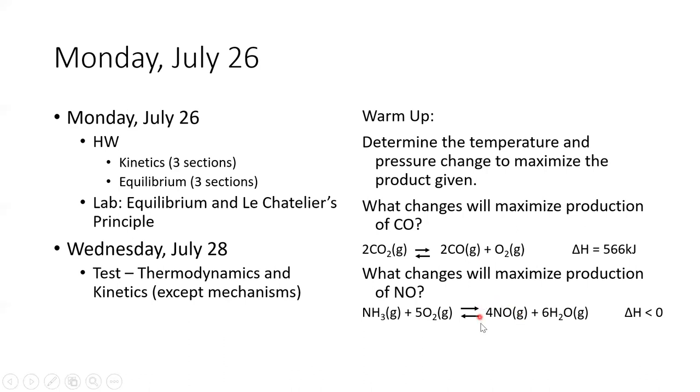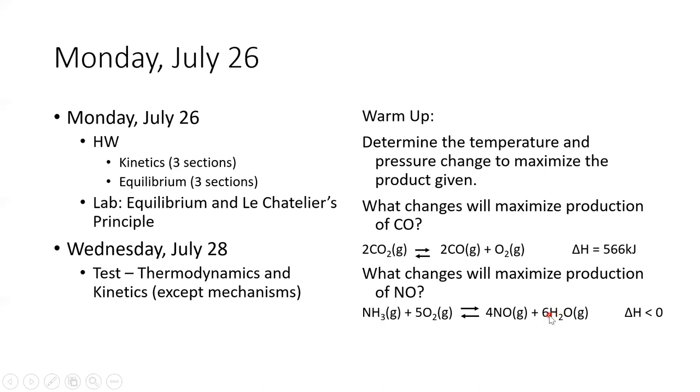Okay. So now let's talk about what pressure would affect the nitrogen monoxide. If we want to increase the nitrogen monoxide, we need to think about how many moles of gas we have on the reactant side and how many moles of gas we have on the product side. On the reactant side, how many moles of gas do we have? 6. We've got 1 plus 5, we've got 6. Good. How many moles of gas do we have on the product side? 10. Yeah, 4 plus 6.